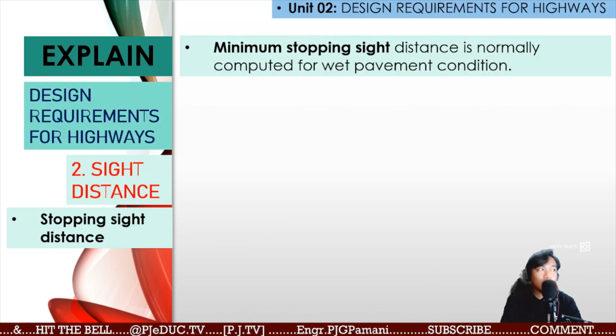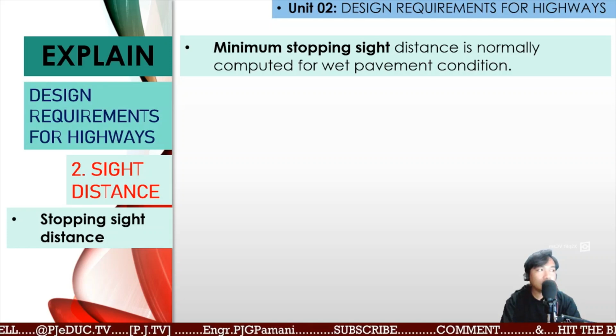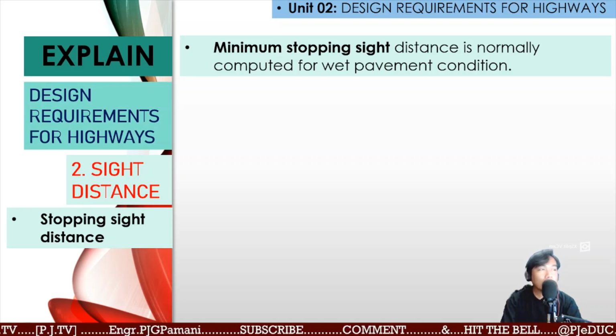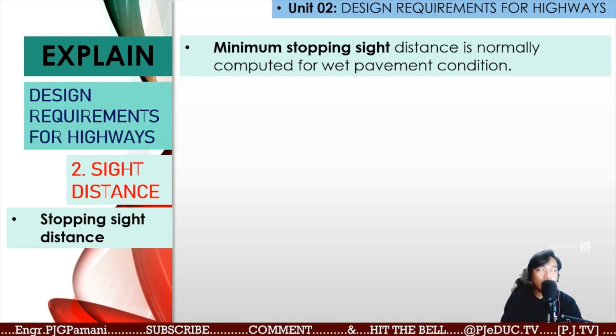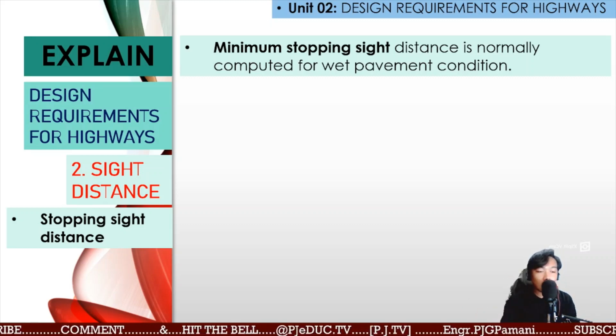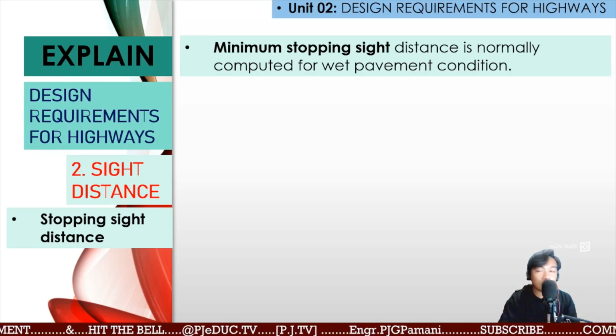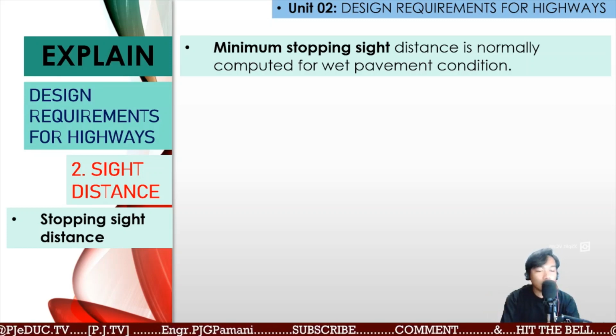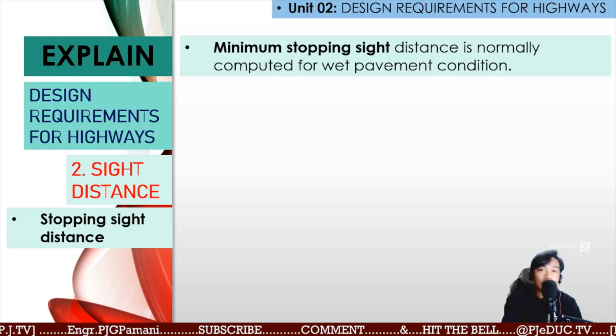Then we have minimum stopping sight distance. When it comes to minimum stopping sight distance, it is normally computed for wet pavement condition. So there's a difference. If our pavement or roadway is dry, this should be the speed. If it's fast, this should be the slower one. So we then consider minimum stopping sight distance if we have a wet pavement.